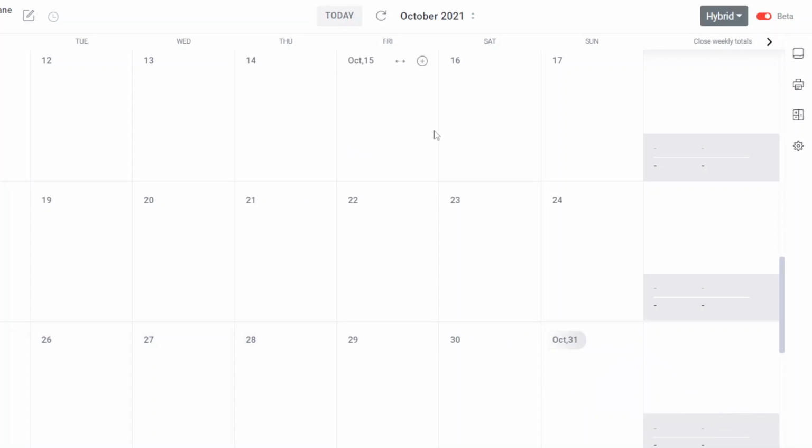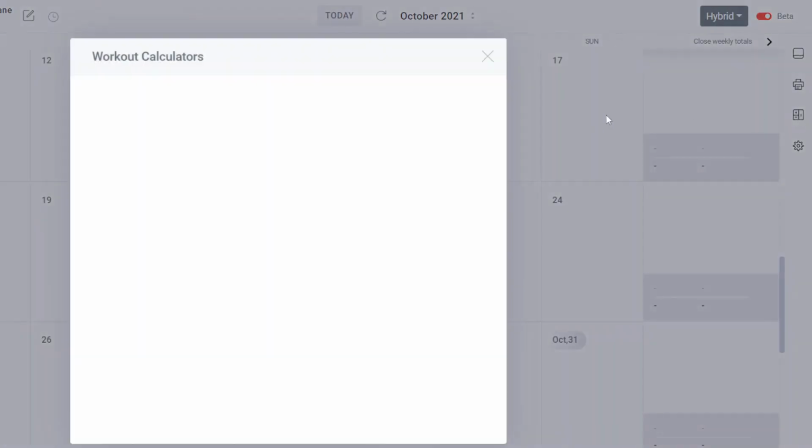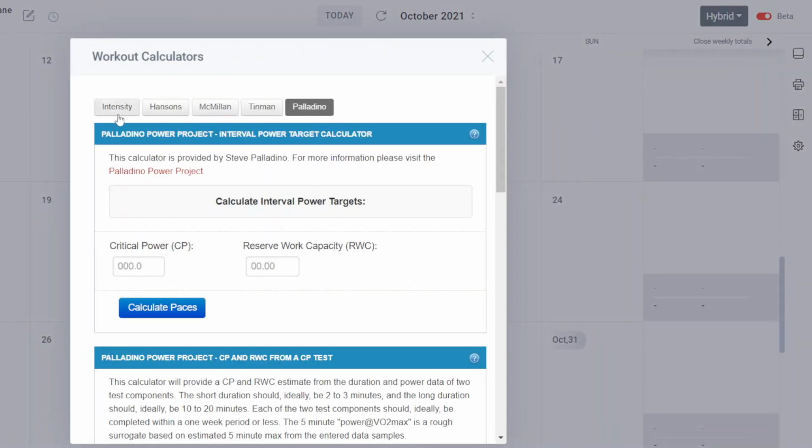So what you do is you go to your Final Surge calendar in beta mode. You've got to be in the beta mode. And right here, you have a set of icons. This icon right here is for the calculators. If you click on that, it will pop up various calculators: Hansen's, Macmillan, Tin Man, and Palladino calculators. So these are the Palladino Power Project calculators, and there are four of them as of early October of 2021.